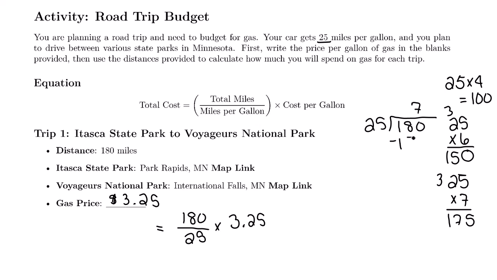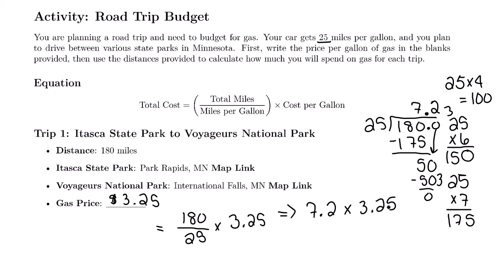Minus 175. When we subtract, we get 5. Now we need to keep going. So here's my decimal. I'm going to put a 0 here and bring it straight down. Kind of close there, but how many quarters are in 50 cents, or how many 25s are in 50? There's 2, because 2 times 25 is 50. All right. So now what is this going to look like? We're going to have 7.2, because that's what our fraction turned into, times 3.25.